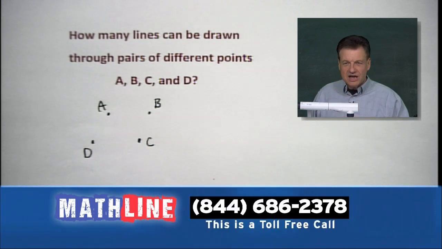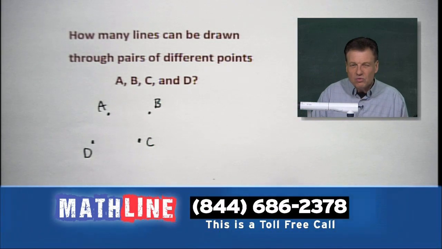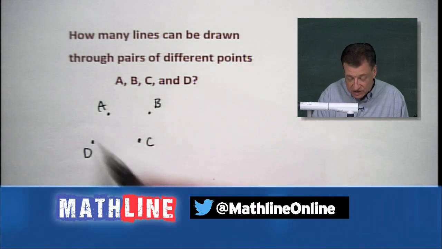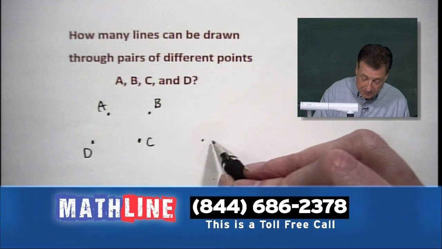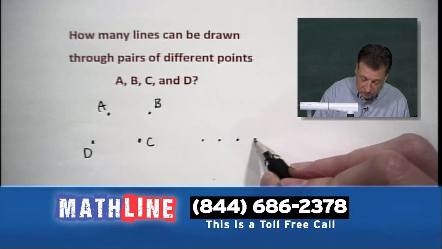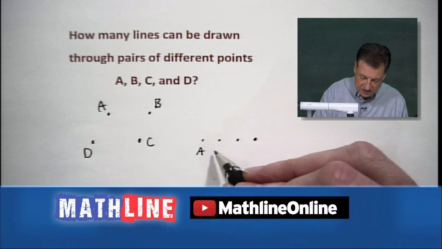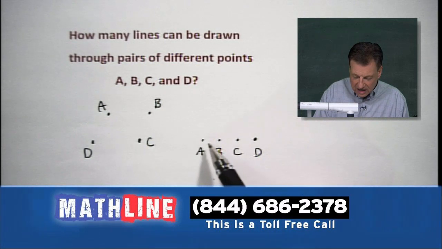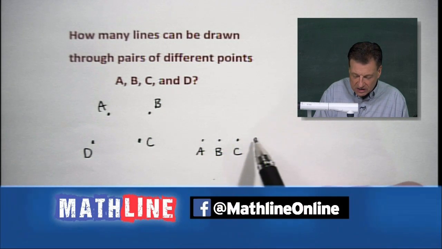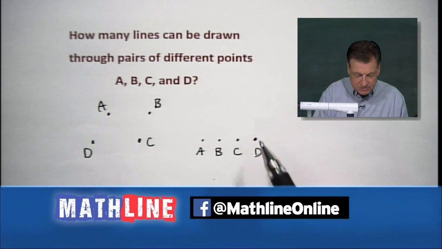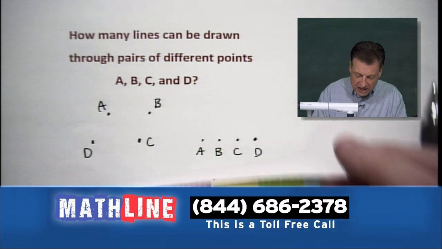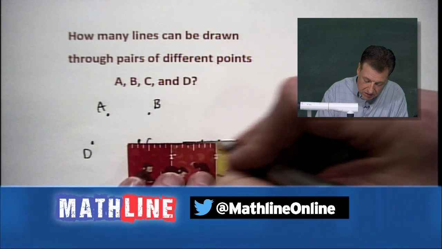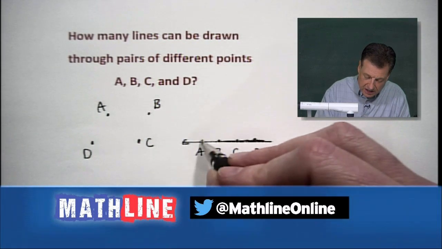But now I know someone out there is thinking this. What if they all line up? I didn't really specify they had to be in this shape, did I? So what happens if we let them line up here? 1, 2, 3, 4, A, B, C, D. And guess what? If I draw a line from A to B, it keeps going. These are all collinear points. It picks up C, it picks up D. No matter how I do it, if I've got all 4 lined up, I have a different answer. It's kind of an open question. And there's 1 there.